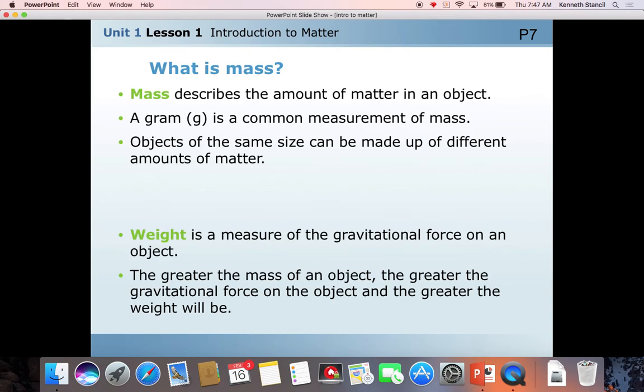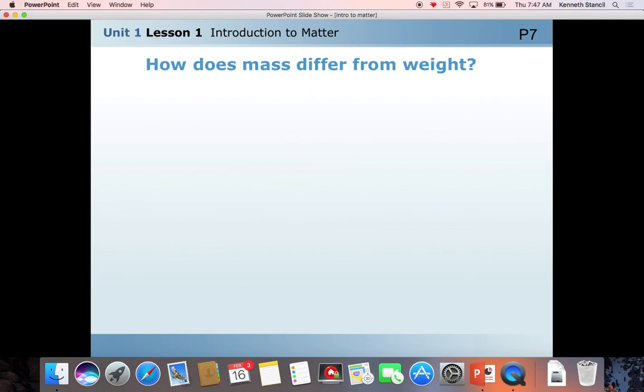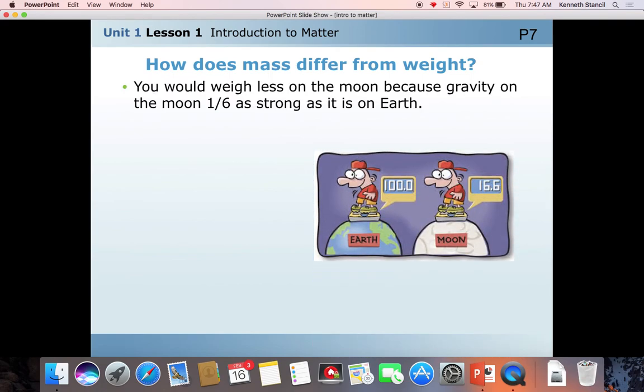So the greater the mass of an object, the greater the gravitational force on the object, and the greater the weight will be. But do not confuse mass with weight. They are two different things. How does mass differ? You would weigh less on the moon because gravity on the moon is 1/6 as strong as it is on Earth. Lord, it just got better. I could drop 200 pounds if I went to the moon.